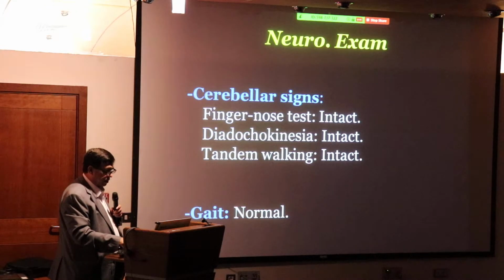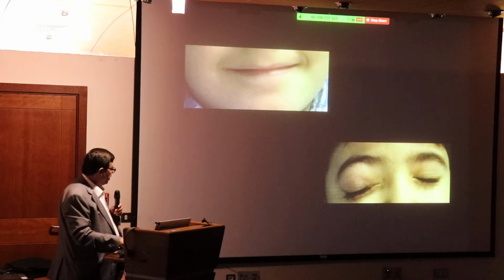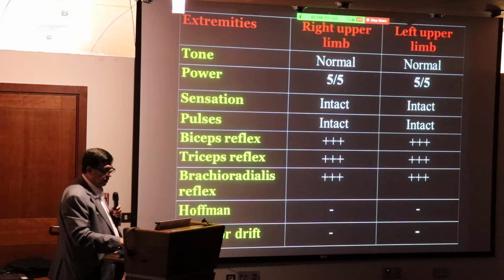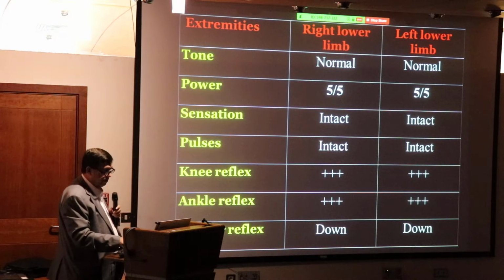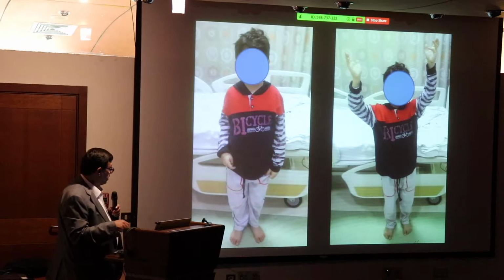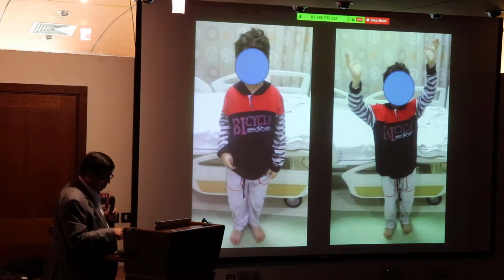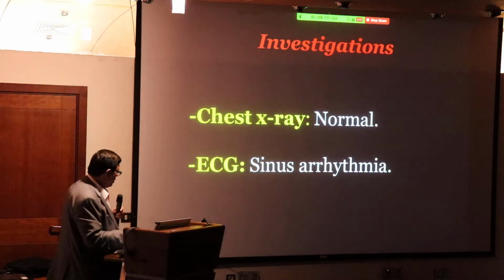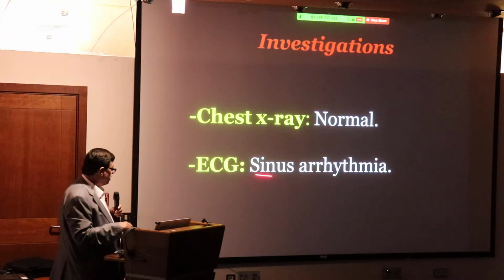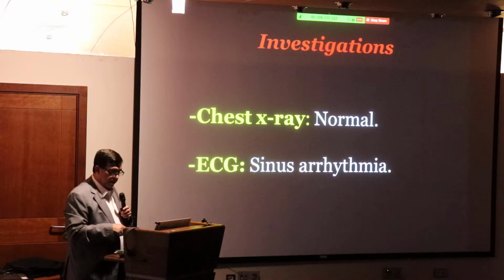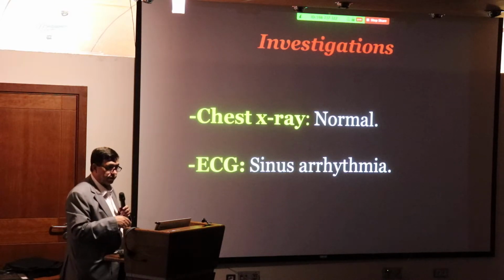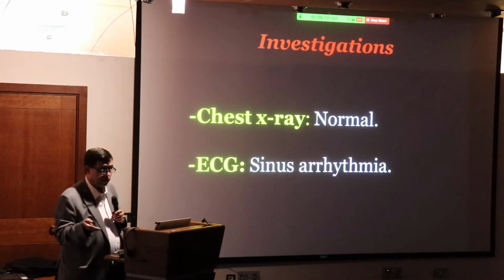No cerebellar signs, gait was normal, no facial weakness. He can close his eyes and smile, so no facial weakness. There was no weakness in his upper or lower limbs bilaterally. And as you can see, this is a healthy young man. Chest X-ray was normal, ECG showed sinus arrhythmia. We'll come back to that later on. The question usually raised is, should we be doing an ECG for a child of 7 years? The answer, obviously, is yes.